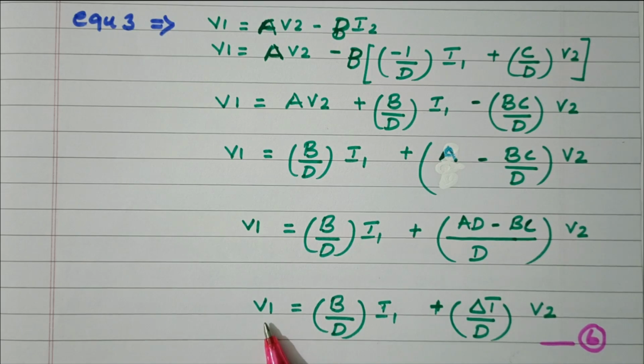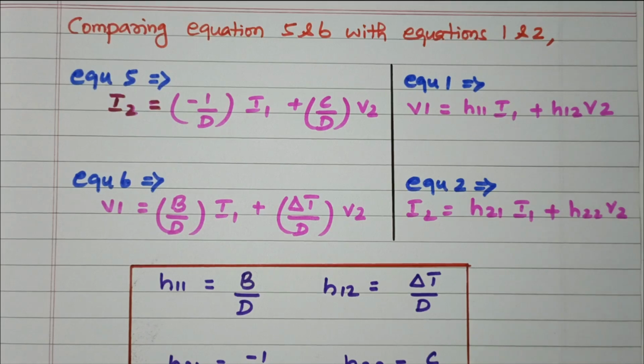We got the expression for V1 in equation 5, I2. Now it is V1 equals B by D I1 plus delta T divided by D into V2. We'll take equation 6. Now we'll see how to get the relationship between this H parameter and ABCD parameter.